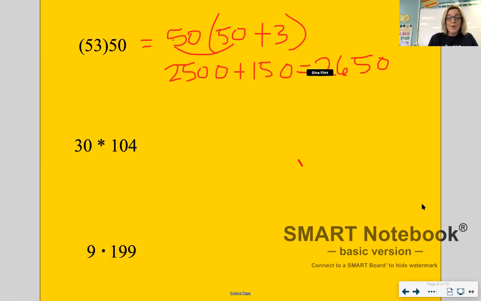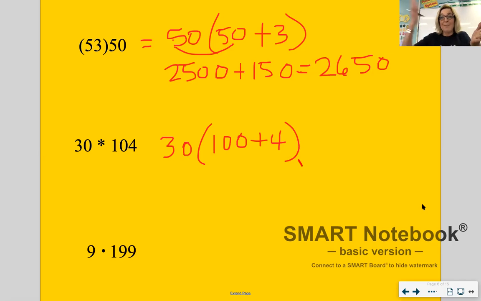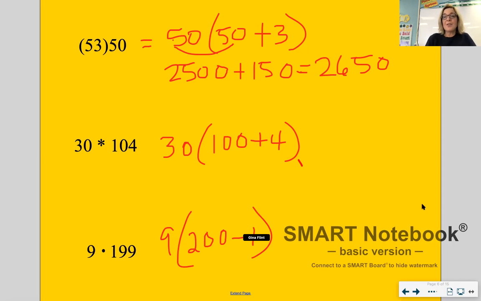So on the next one, 30 times 104, I would leave 30 alone as a factor, but break 104 into 100 plus 4, and then multiply from there. And on this last one, 9 times 199, you could do 199 is 100 plus 90 plus 9, but I would rather rewrite it as 200 minus 1. So then you would have 9 times the quantity of 200 minus 1. And then you multiply each part and subtract rather than add.